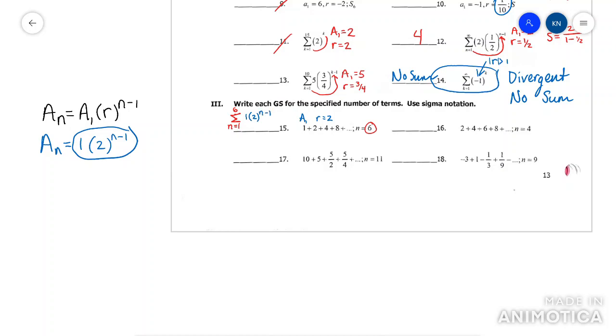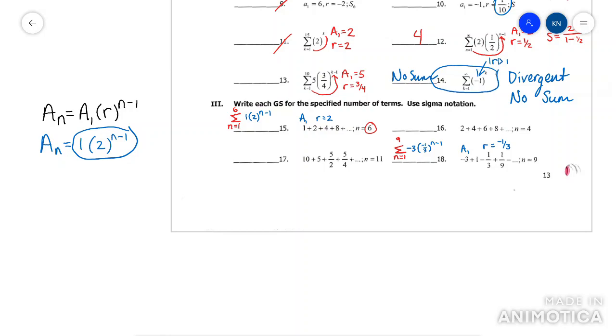I'm going to show you one more of those. They're not that bad. Let's look at number 18. Sigma n equals 1. They want me to stop at 9. And then this equation, here's A1. My rate is negative 1/3. And so it's just A1 times the rate to the n minus 1. So that's all you have to do for those.